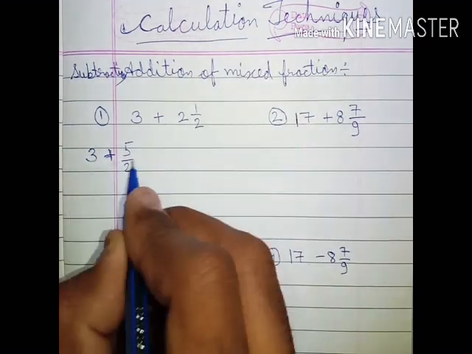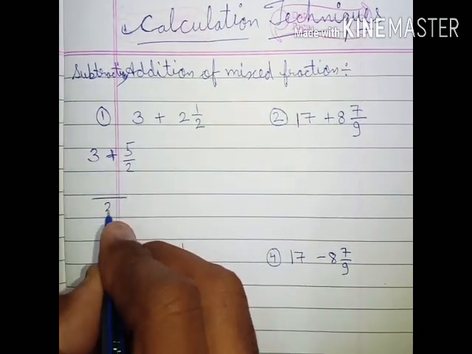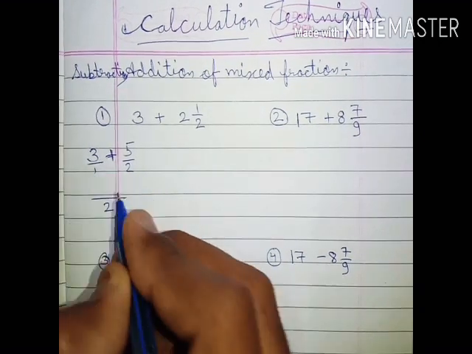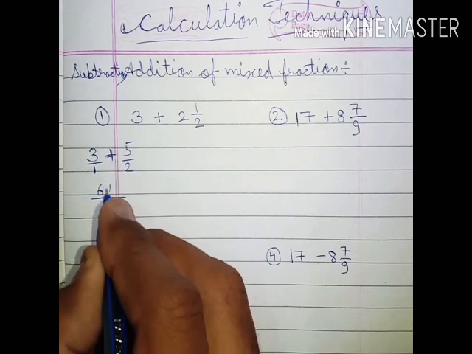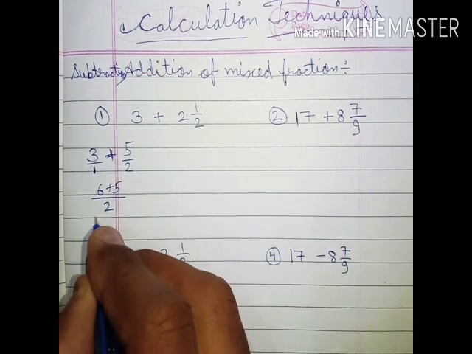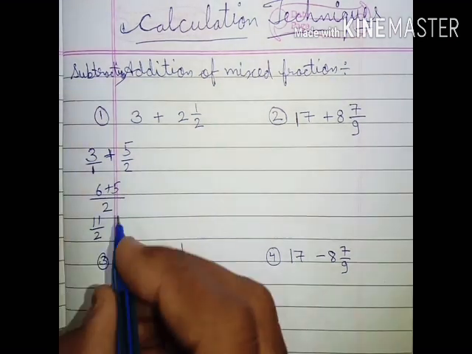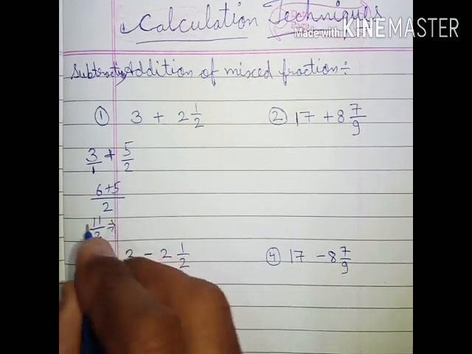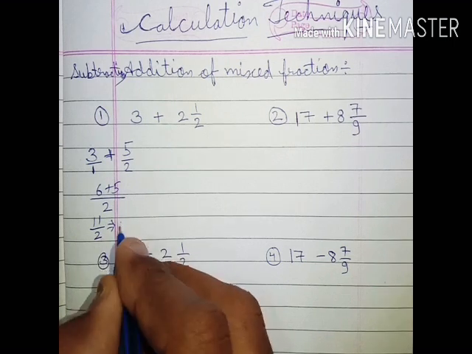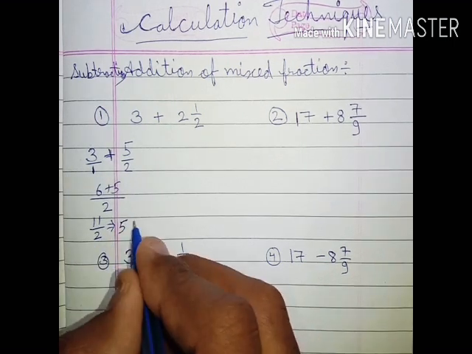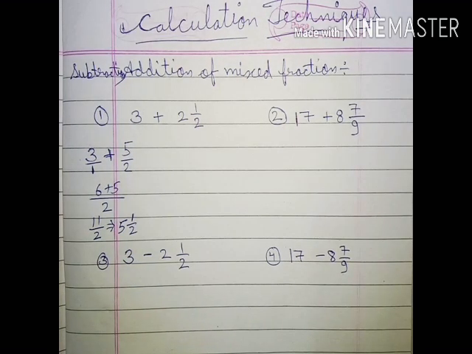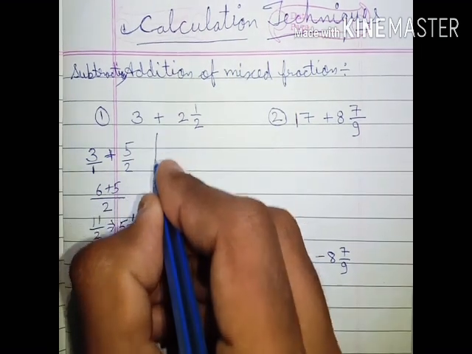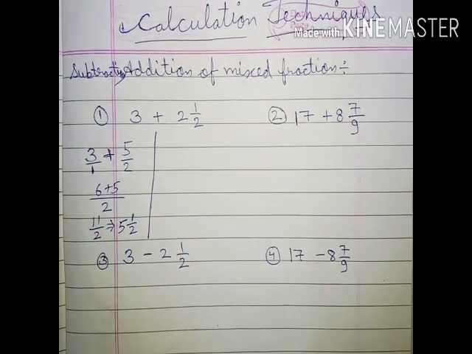and after this we take the LCM of these numbers. The LCM will be 2, and after this we multiply 3 by 2, which is 6, plus 5, it will become 11 by 2, and 11 by 2 we again convert into a mixed fraction. It will divide completely by 5 and the remainder will be 1 by 2. So our answer will be 5 1 by 2. And in today's class we will discuss some new facts on how you save time.